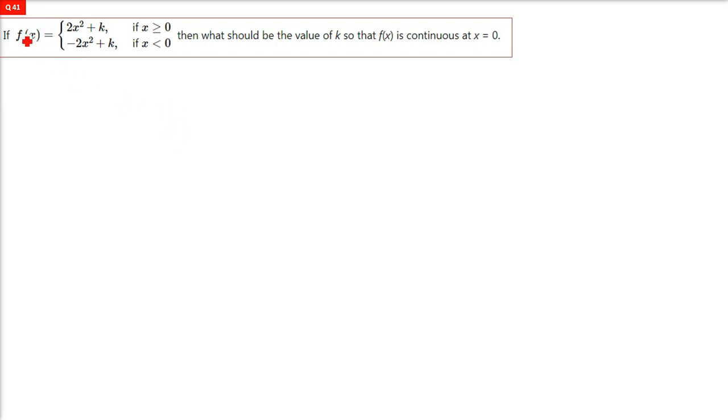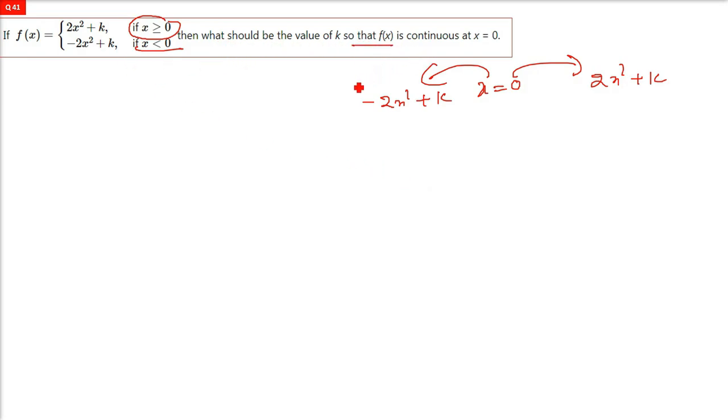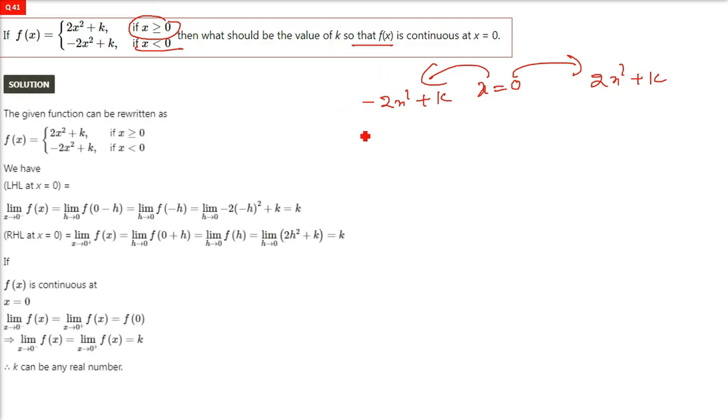Next one is, see, both the functions are almost the same for x greater than or equal to 0 and x less than 0. They are almost similar, but there is a negative sign also. For this, we have to check at x equal to 0. So 2x square plus k when x is greater than or equal to 0. When we go on the right hand side, it will be 2x square plus k. When we go to the left hand side, it is going to be minus 2x square plus k. These are the two functions you have to use. What should be the value of k so that f(x) is continuous at x equals 0? So let us see what is k.